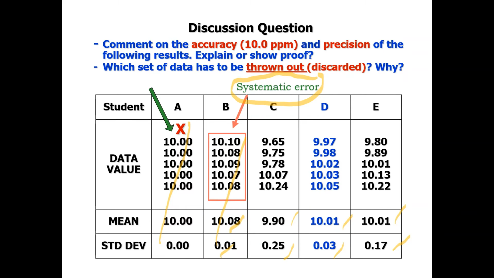So the third one, the fourth one, the fifth one can be accepted in a sense that all are good, except that this one has a very bad precision, not a good precision, and this is the best of the three data.